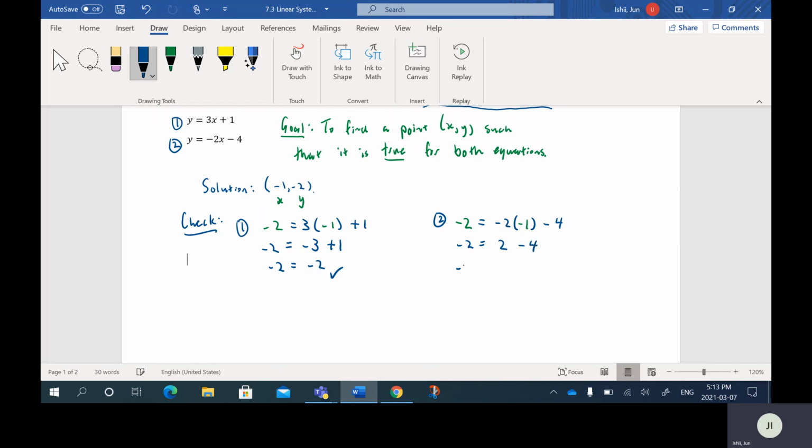Minus 4. So negative 2 equals negative 2. All right, so this works as well. All right, so that's how you check your answer algebraically.